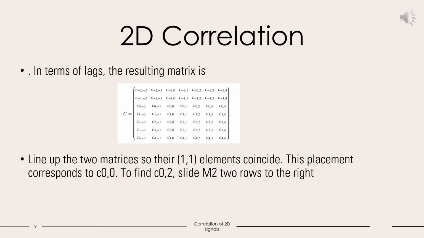The first step which we need to follow in order to perform correlation of a two-dimensional signal in matrix form is to pad the matrix M1 such that it becomes a 7 by 7 matrix. After that, we line up the two matrices M1 and M2 such that their 1,1 elements coincide. This placement corresponds to C0,0 in the output matrix. To find C0,2, we slide M2 two rows to the right.